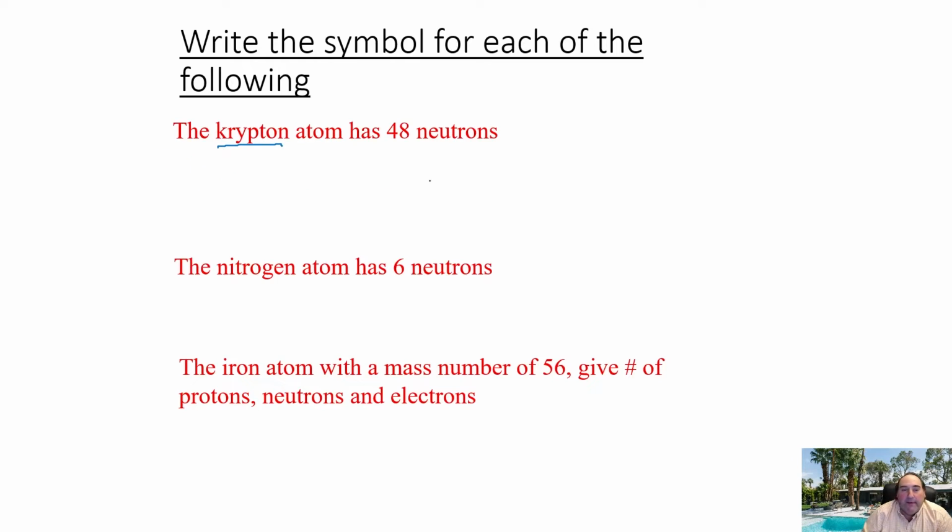But we'll start with krypton. So krypton there on the periodic table, if we find it, has the symbol Kr. Other important information we could pull off the periodic table: it's got a 36 there up on top, which we know is our atomic number.